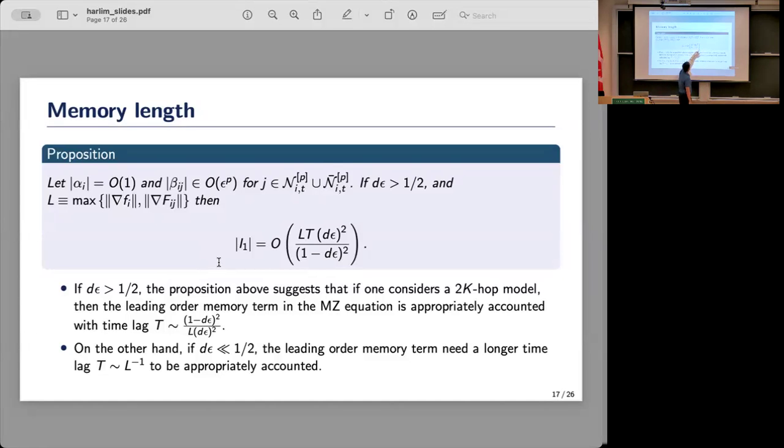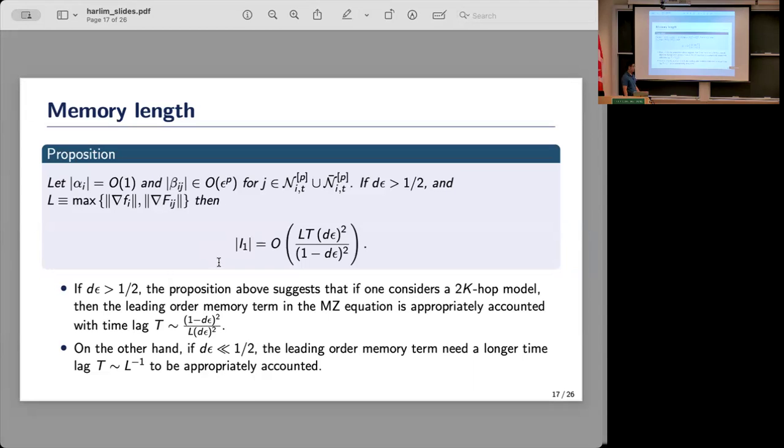So now if d epsilon is greater than half, meaning you have a strong connection, then we can compute that the amplitude of I1 is as such, where L is just the Lipschitz constant of this vector field. Now, what does it mean? Basically, when you have a strong interaction, the proposition suggests that if you consider a 2K hop model, then the leading order term of this memory term will be appropriately accounted for with the time lag. Basically reverse this. You want this to be order 1, so T has to be on this order.